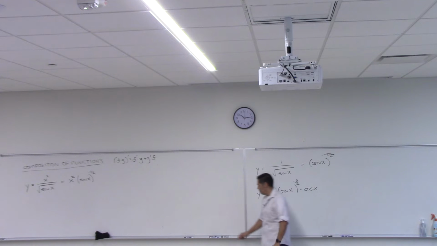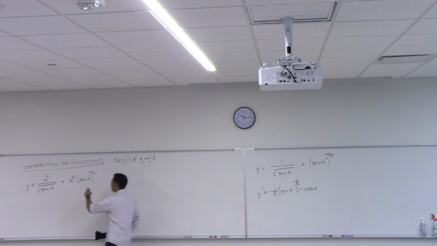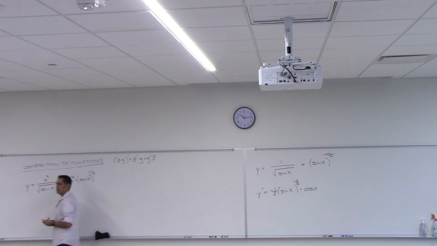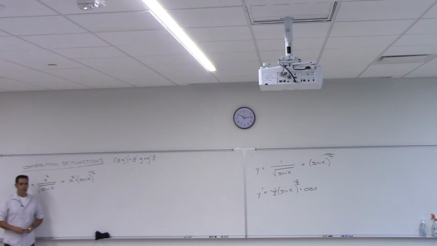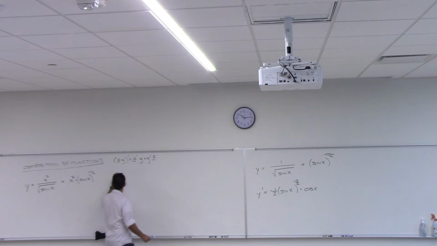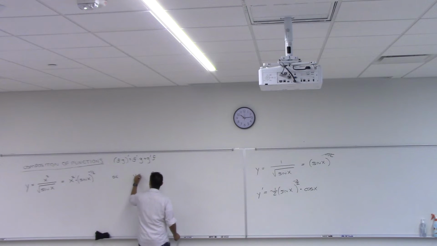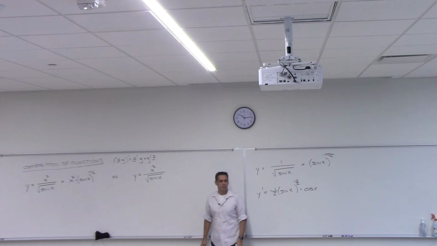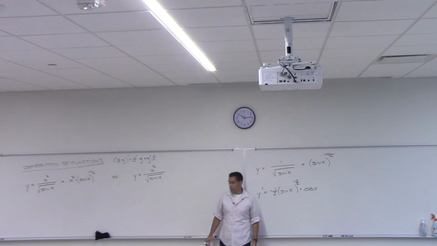Product rule. Right? There's your product right there. My other option is that I leave it like this, and I just do the quotient rule on it. It's your choice. Let's do it both ways, so you can see that it can be done either way.